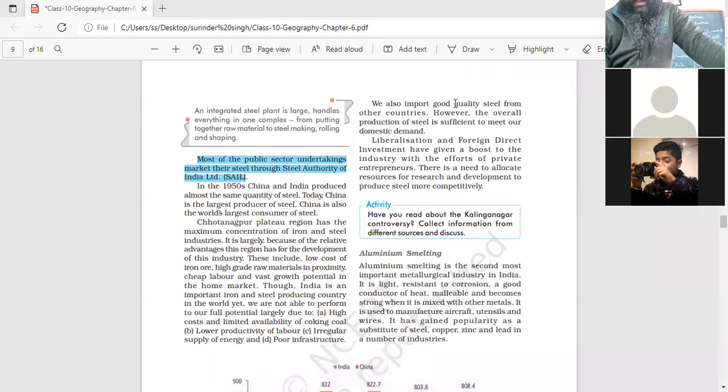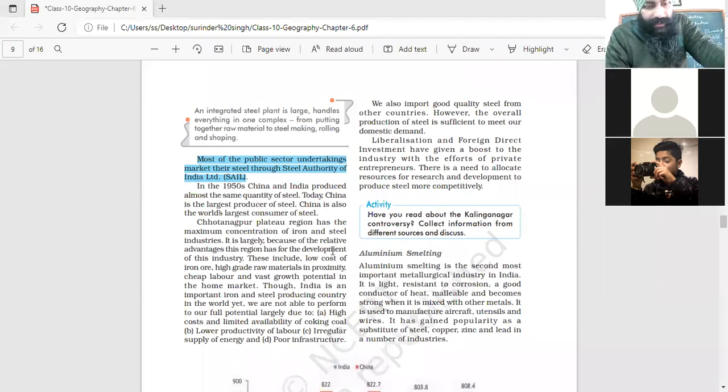In the 1950s, China and India produced almost the same quantity of steel. Presently China is the leading producer and consumer of steel in the world market. In 2004, India emerged as the largest exporter of steel in the world market.